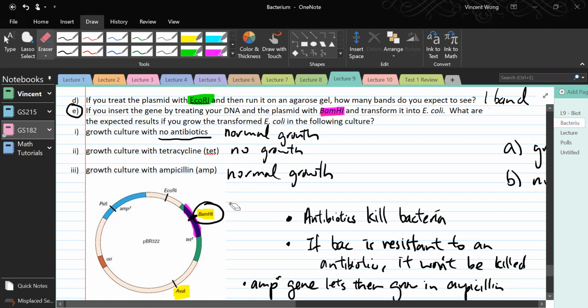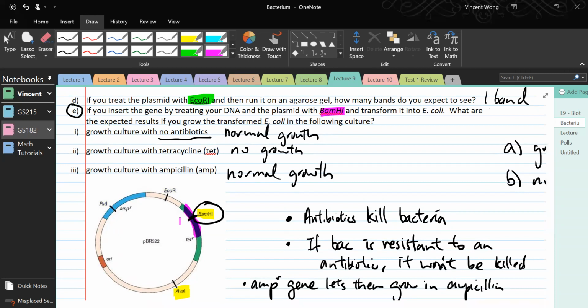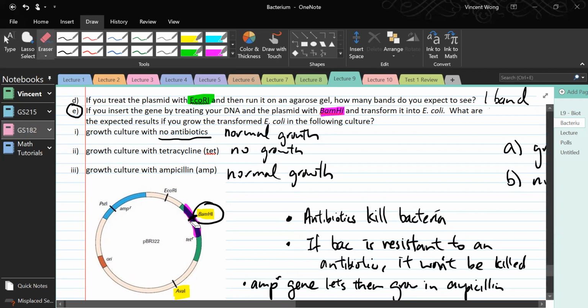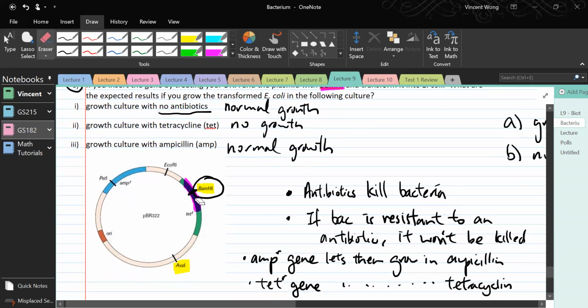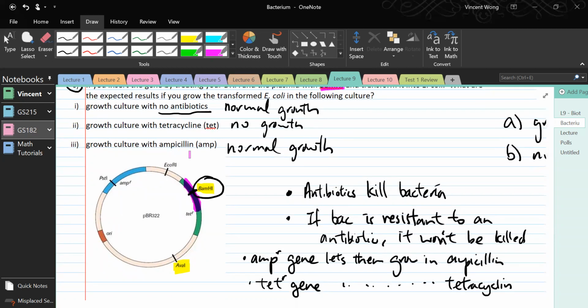Now, if I insert a gene in the middle of the tetracycline resistance gene, then the tetracycline resistance gene is not going to work, basically because you destroy that gene. Does that make sense? If you insert the gene in the middle of the tetracycline gene, you're going to make it not work. You have to understand that before I proceed. Any question about that part?